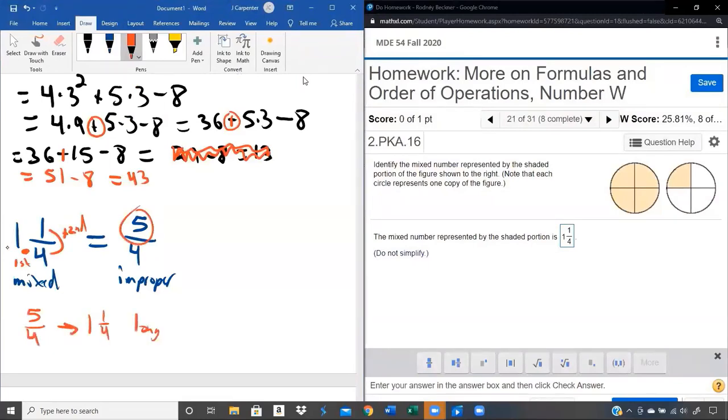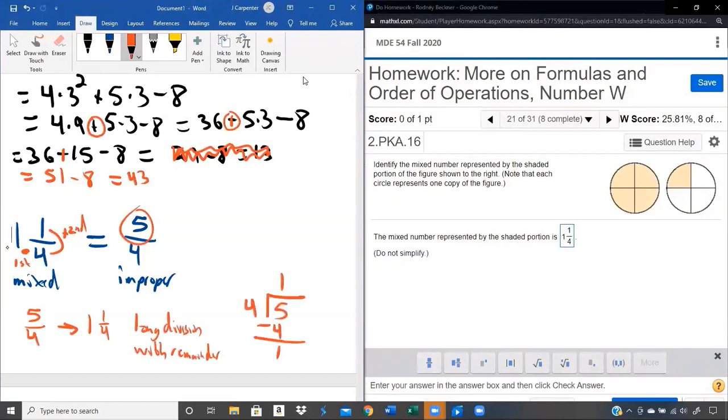You use long division with a remainder. So you would put the 4 on the left, the 5 on the right. You'd say 4 goes into 5 once. 1 times 4 is 4. Subtract and you get 1.